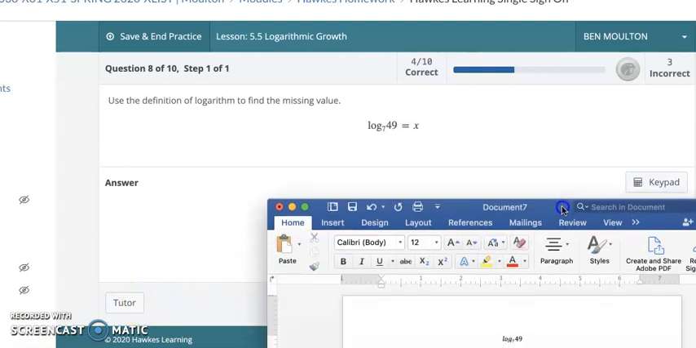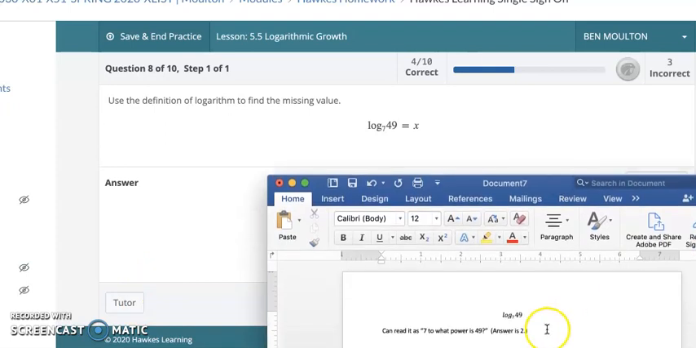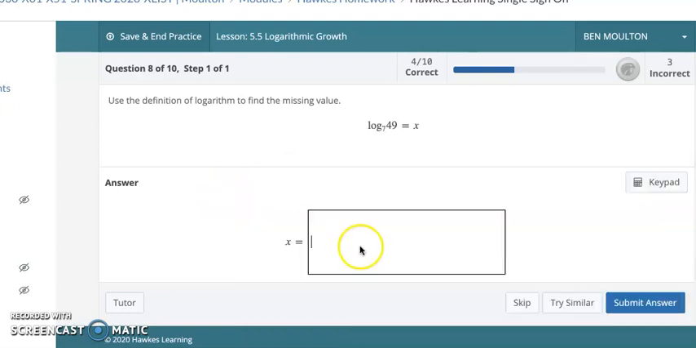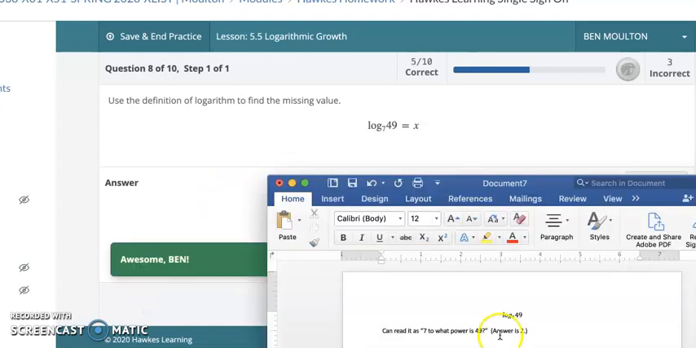So log base 7 of 49, you can read it as this. This base here, 7, to what power is 49? Well, 7 squared is 49, so your answer is going to be 2. You can look at it that way. I'll go ahead and enter that in so you can, there you go. You can enter it in that way.